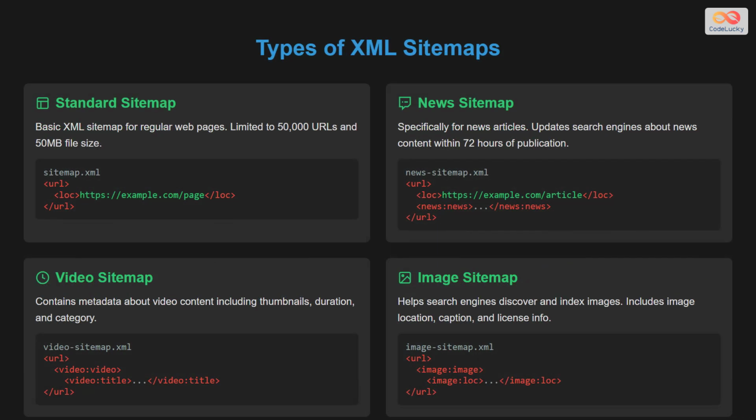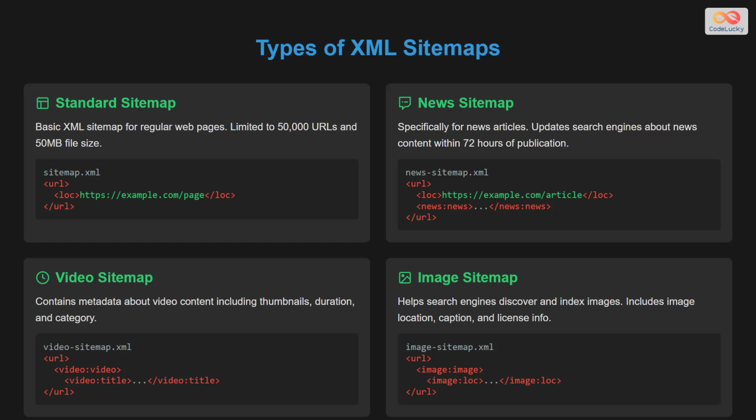There are several types of XML sitemaps, each designed for specific kinds of content. First, we have the standard sitemap. This is the basic XML sitemap for regular web pages. It has limitations including a maximum of 50,000 URLs and a 50 megabyte file size.